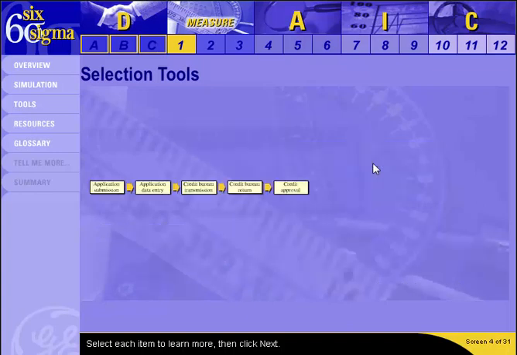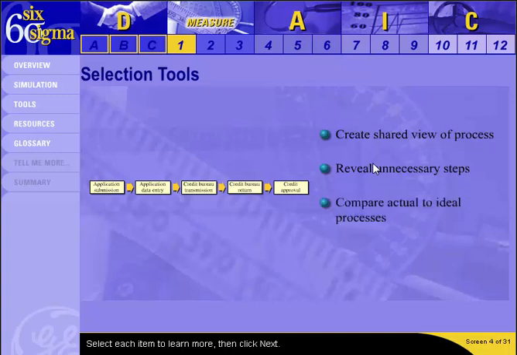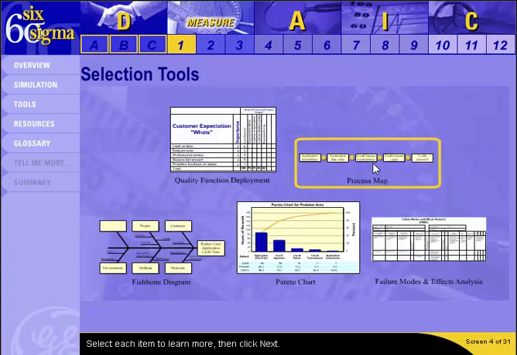A process map is a graphical representation of steps, events, operations, and relationships of resources within a process. Team development of a process map provides several benefits, including creating a view of the process that is shared by the whole group, revealing unnecessary or redundant steps, and comparing actual processes being practiced against the ideal. If you think these problems might be present in your process, it is a good time to do a process map. We'll look at a process map for the commercial loan sales case.